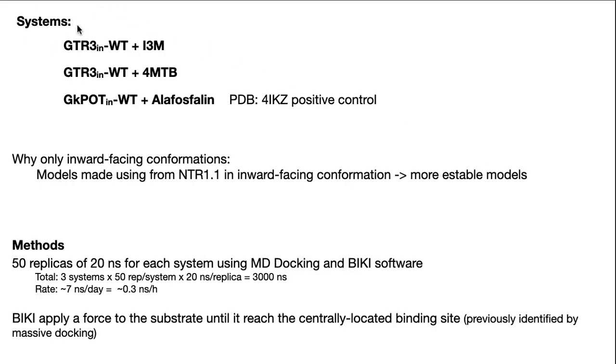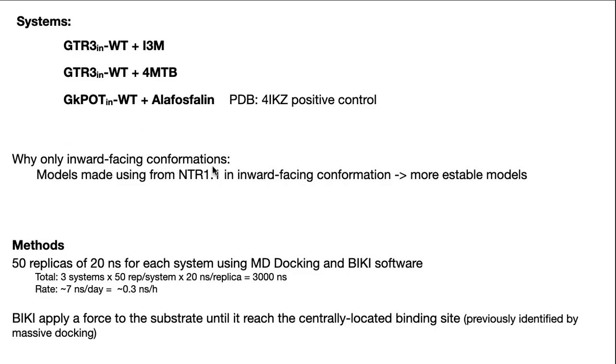So that's why it's a very interesting question for us. How did we tackle this question? We built different systems using GTR 3 in inward facing conformation, with both substrates I3M and 4-MTB, in wild type. And as a positive control, we use a peptide transporter, GK pod, in the inward facing conformation. This transporter is crystallized with alaphosphalline, which is the substrate. So we know from the crystal structure the binding site of this alaphosphalline, and that's why we use this structure as a positive control. Here you can see the PDB code.